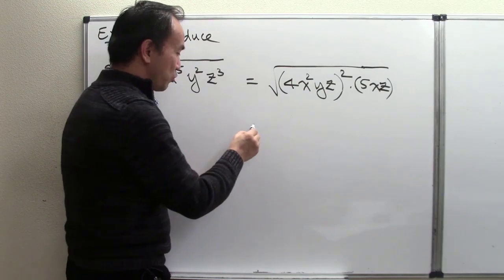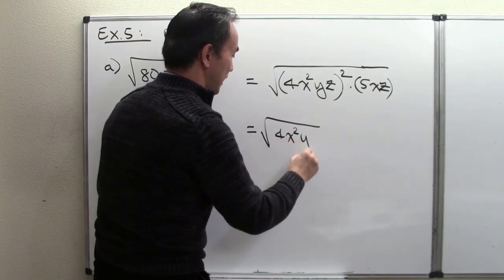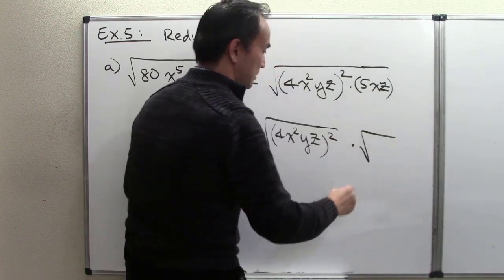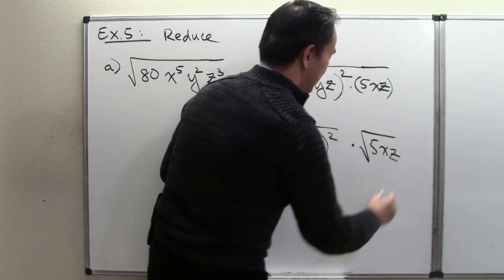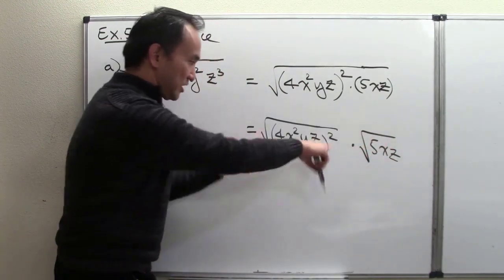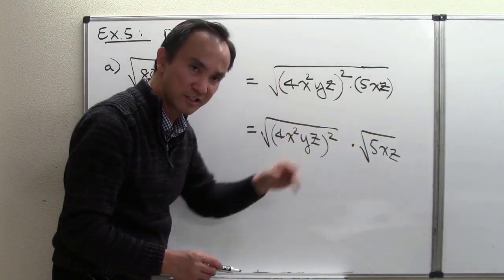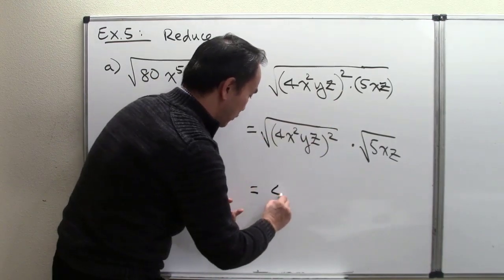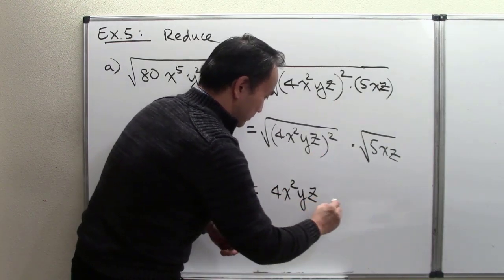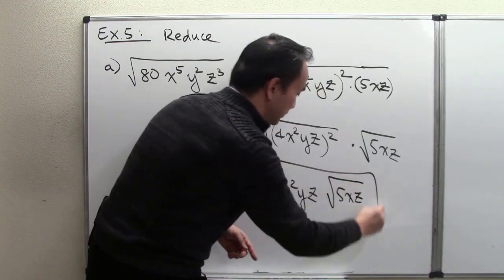Now I can apply the square root property. It's a separate square root for the 4x squared yz all squared, multiplied with a separate square root of 5xz. Since 5xz is irreducible, it remains exactly the same in the next step. The square root of a perfect square, as we've learned from earlier problems, we can simply leave as 4x squared yz, no more overall square. That times the square root of 5xz is our final answer.